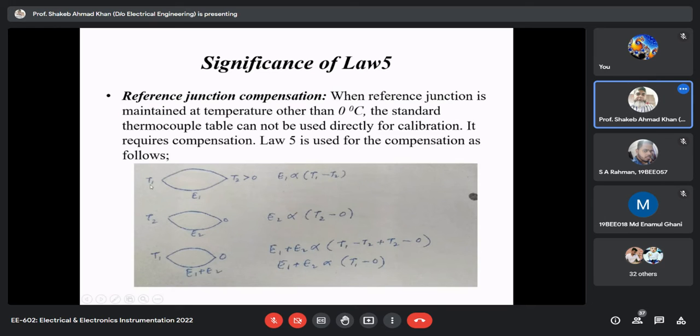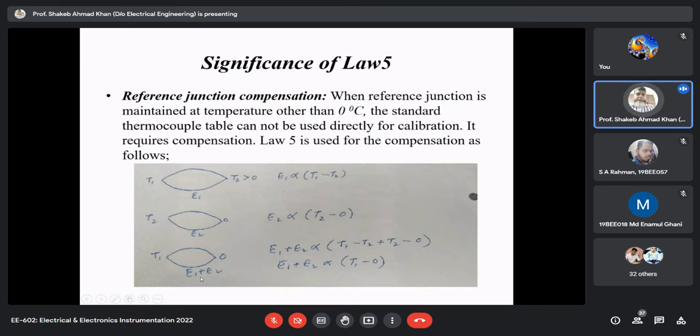As per this law, your intermediate temperature is T2, you can see. So obviously if we are taking temperature T1 and 0 here, it will be equal to E1 plus E2. So this is basically compensated, you can see that. Now this is the situation where we can use the table directly.